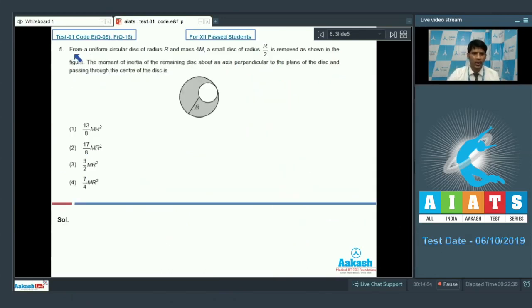Here in question number 5, from a uniform circular disc of radius r and mass 4m, a small disc of radius r by 2 is removed as shown in the figure. The moment of inertia of the remaining disc about an axis perpendicular to the plane of the disc and passing through the center of the disc is. What we need to calculate here, this was the original disc, I would say, of mass 4m. r by 2 radius has been removed, so the removed portion shall have the mass of capital M here.